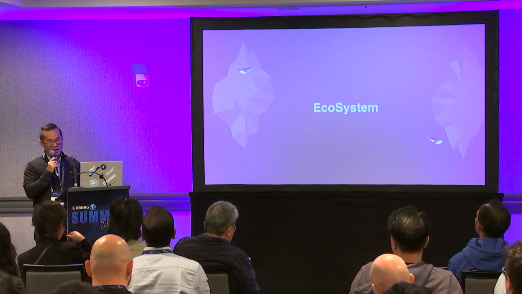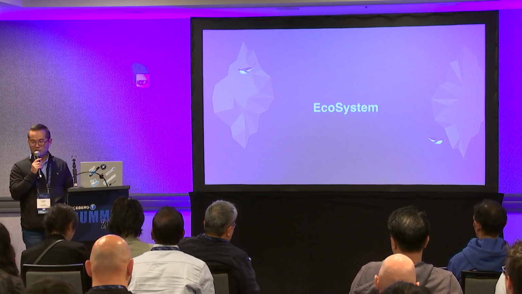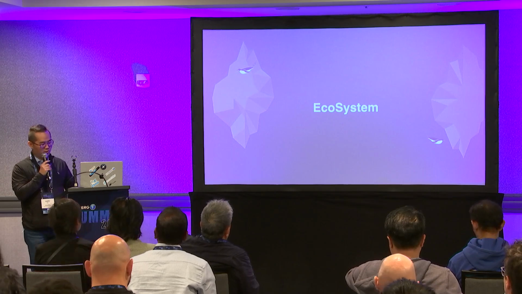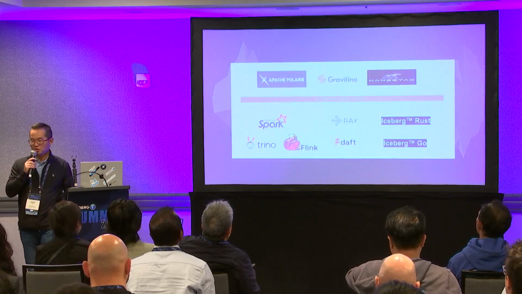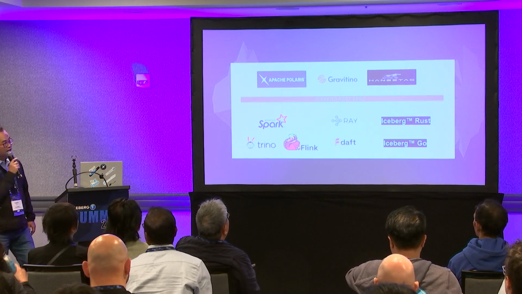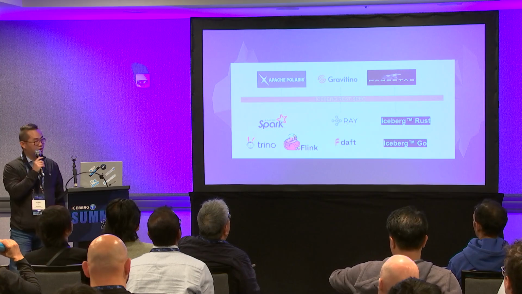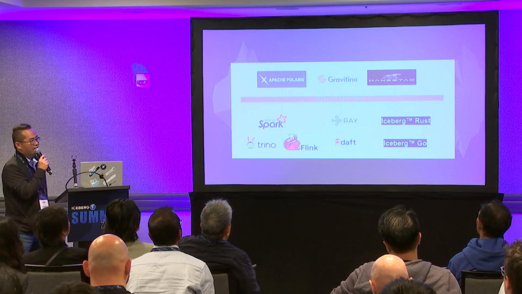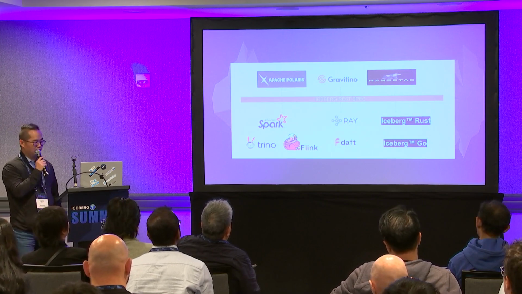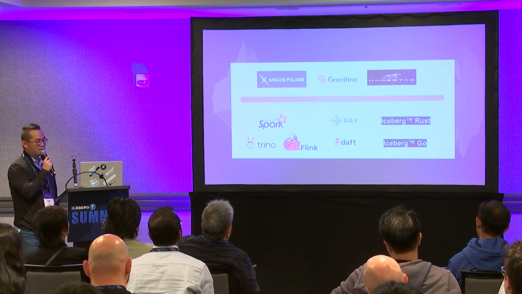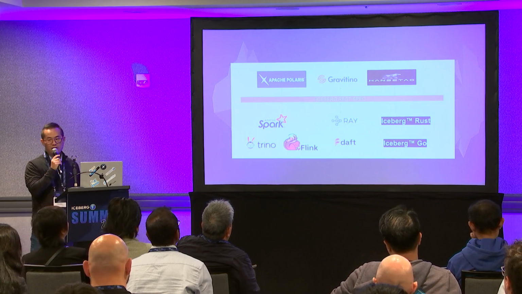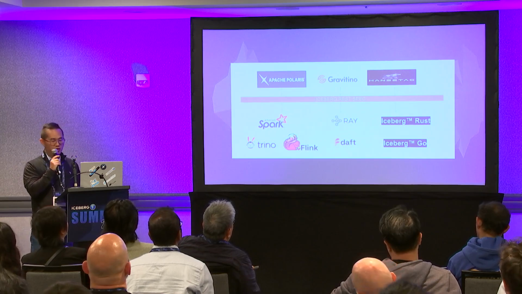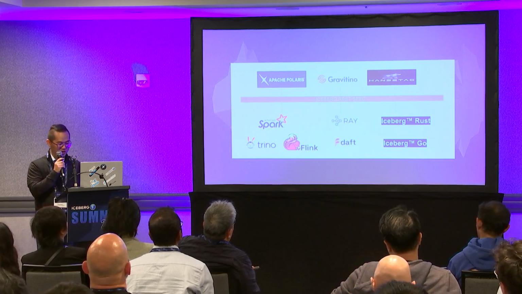That's pretty much about the spec itself. And once the spec has been released, there's so much adoption. For example, right now we have multiple server-side implementations, Apache REST, Graphene, and Hive. And from the client side, we have Spark, Java implementation, Trino, Flink. We have a Python implementation, Ray, Daft, and we have Iceberg Rust and Go, all implementing the Iceberg REST spec.